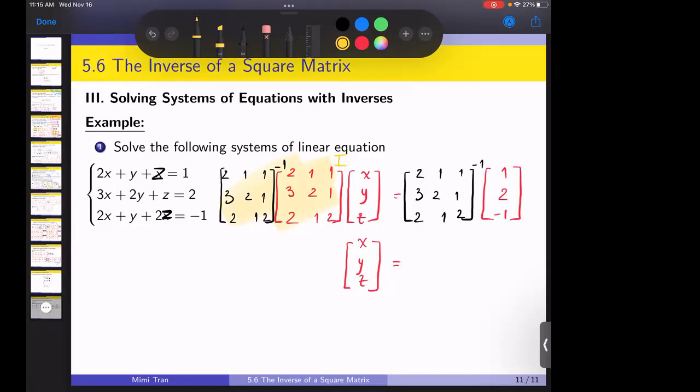In the calculator, go to matrix, over to edit, 3 by 3, and press matrix A. Matrix A is 2, 1, 1, 3, 2, 1, 2, 1, 2. Then second mode to quit, and go back to matrix again. Go over to edit, go down to matrix B. It's a 3 by 1, right? It's 1, 2, negative 1.